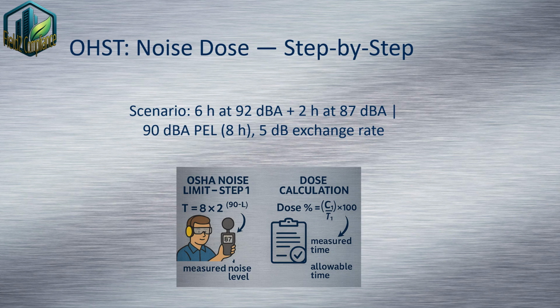In this short walkthrough, we'll solve a common OHST noise exposure question step by step. Our goal is to find the worker's total noise dose percentage and determine whether it exceeds OSHA's permissible exposure limit, 90 decibels for 8 hours with a 5 decibel exchange rate.